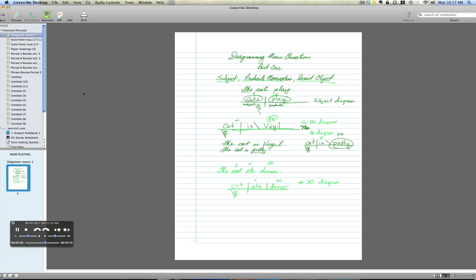Up here, remember, when we're looking at the noun functions, we're looking at the predicate nominative, and I'll just label that here, okay, because that is a noun. So now we've looked at a predicate nominative diagram, and we've digressed a little bit to a predicate adjective diagram down here. Okay, let's look at the third function of the noun and how we diagram that.